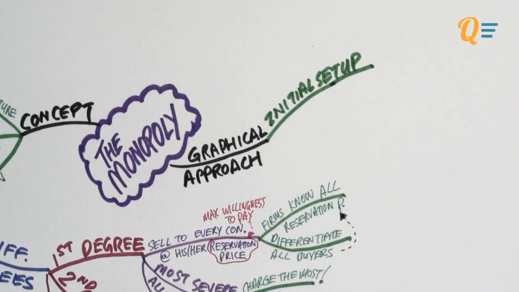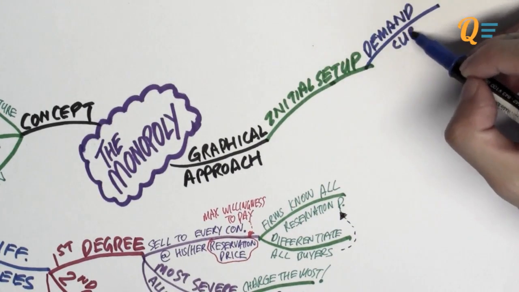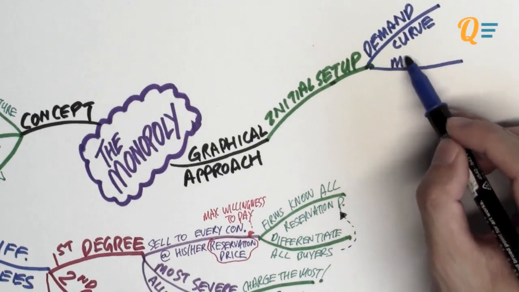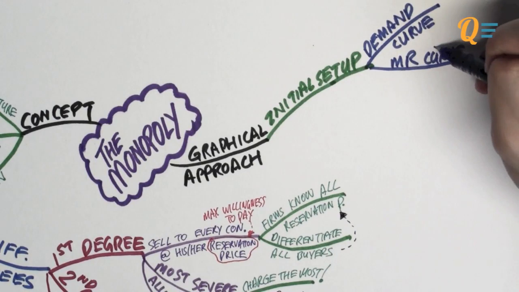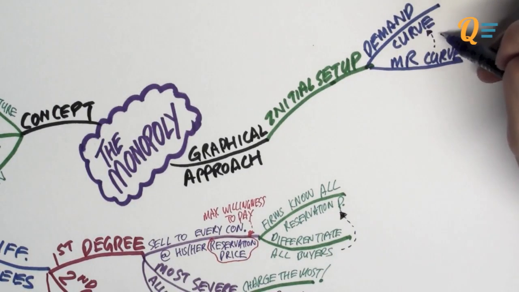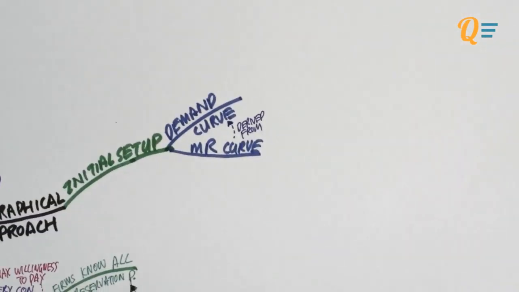So you're going to need a few things for the initial setup. The first two things that you're going to need are, number one, the demand curve, and number two, a marginal revenue curve. What you need to understand is that the marginal revenue curve is actually derived from the demand curve itself. So I'm going to need to use some algebra to explain why this is the case.